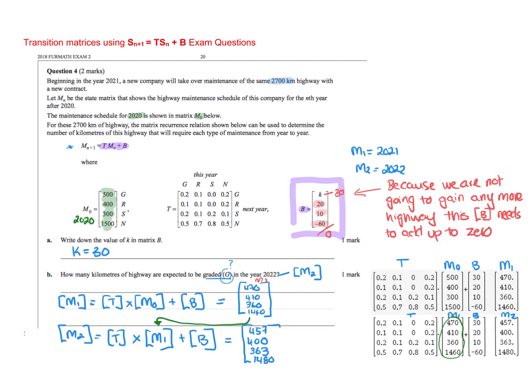And if you go down, write the letters G, R, S, and N, they only wanted what was to be graded, which is the top one. So we'll say therefore 457 kilometres to be graded. That's what G was meant.